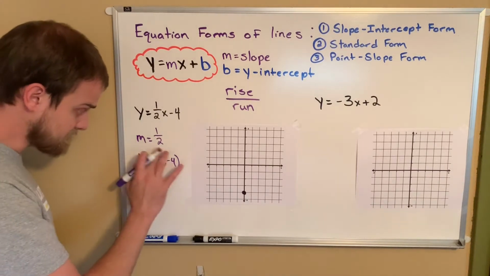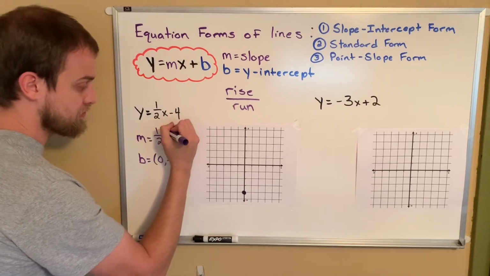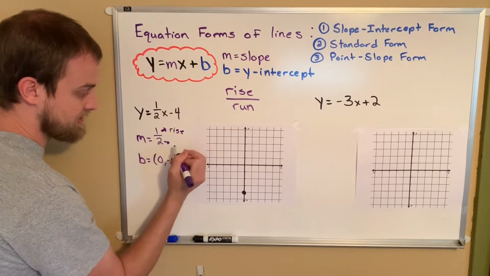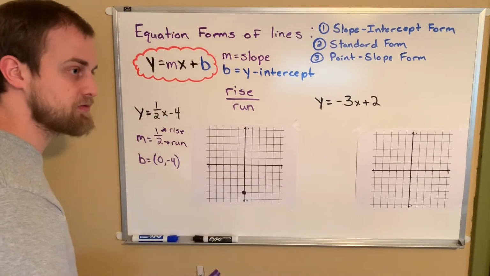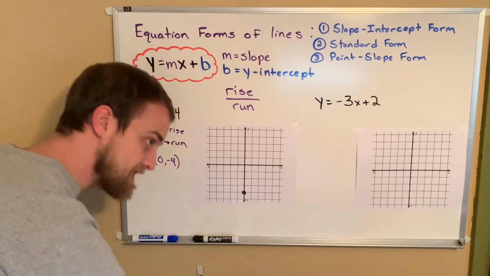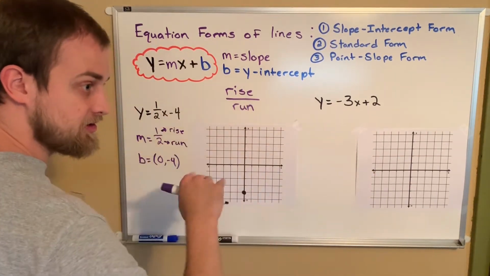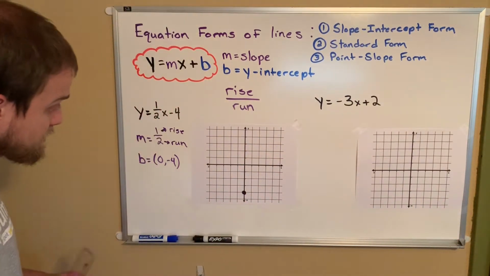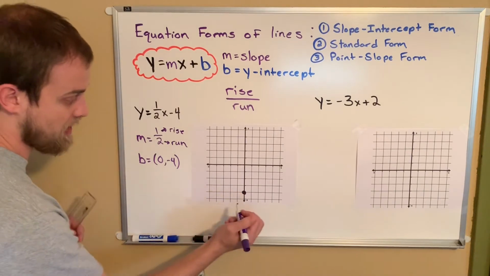Now, m equals 1/2. Just as a quick review, remember your numerator tells you to rise, your denominator tells you to run. Remember, rise is in the up and down direction, positive being up, negative being down. Run is in the horizontal direction, so positive being to the right, negative being to the left. So what do we have here? So from my starting point, I need to rise 1.